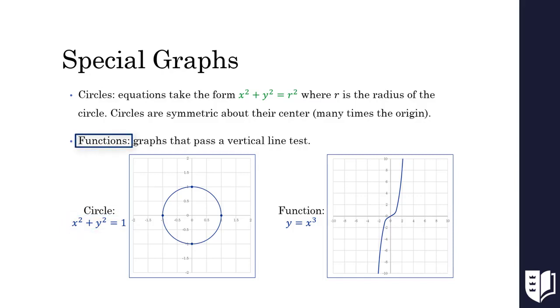Functions come in many forms, but all share the trait of being able to pass a vertical line test. Below we have the graph of y equals x cubed. This graph is also symmetric about the origin.